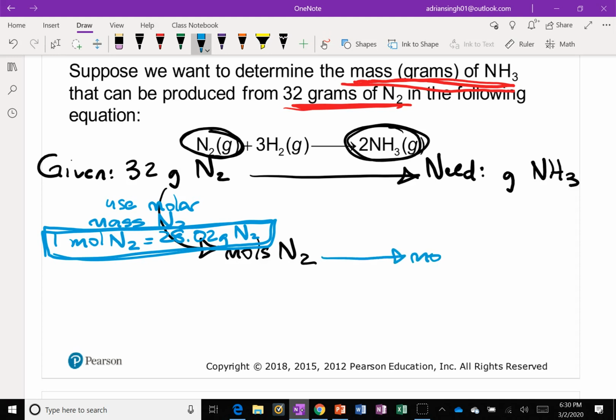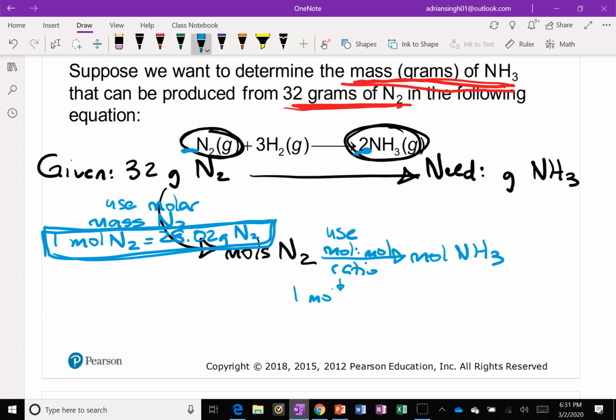So I can now get to moles of NH3, and what am I going to use to get from moles of one thing to moles of the other? Moles of one to moles of the other, from the balanced equation. The molar ratio, which is just the coefficient, right, the small whole number. So this tells us that we have 1 mole of nitrogen for every 2 moles of NH3. So we're going to use the mole-to-mole ratio.